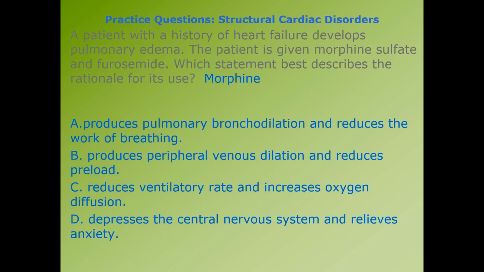A patient with a history of heart failure develops pulmonary edema. The patient is given morphine sulfate and furosemide. Which statement best describes the rationale for its use? So again, you're being asked to tell about the function or the indications or the pharmacokinetics of morphine. It's something that you do need to know. So what is the answer to the question?